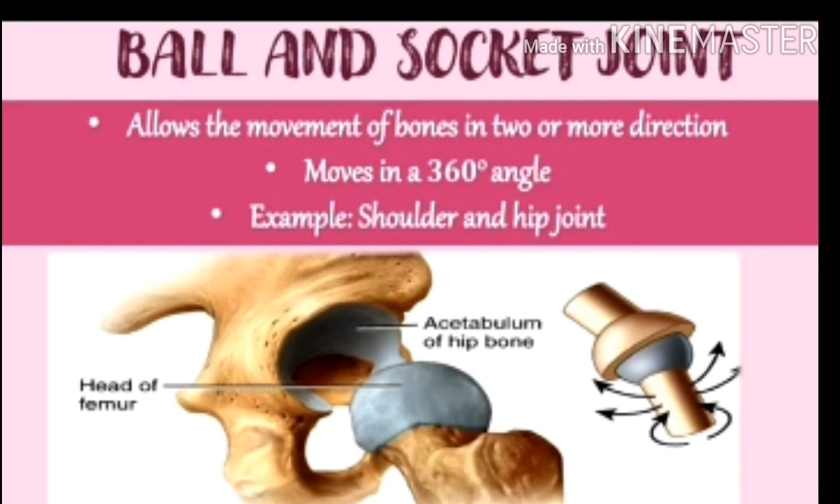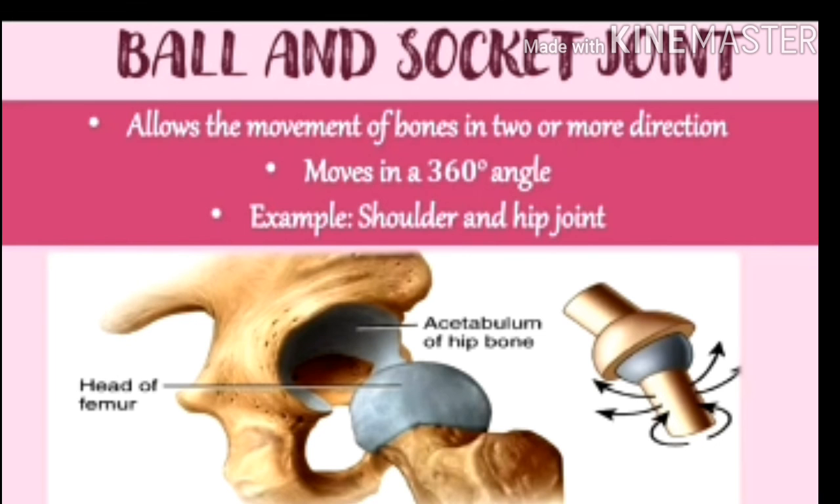Now the second type is the ball and socket joint. In this type of joint, the bones can move in two or more directions, and it moves in a 360 degree angle. For example, the shoulder. Yes, in the PT period you observe you can move your shoulder in any direction. It can move in a round also. So that is 360 degree angle, and the hip joint also. So these are examples of ball and socket joint.